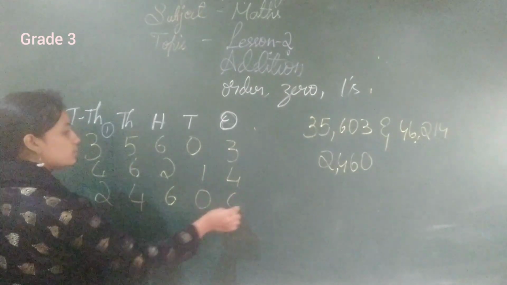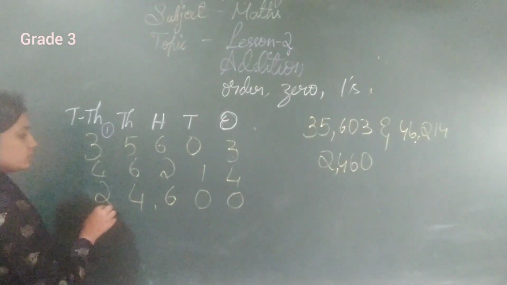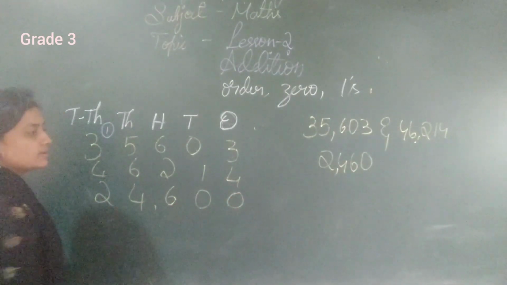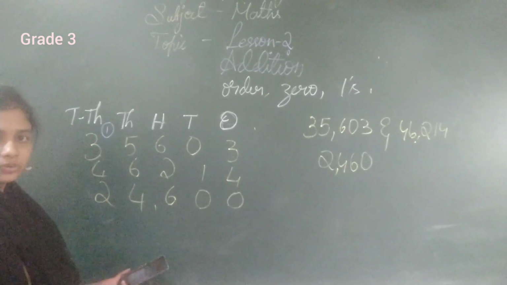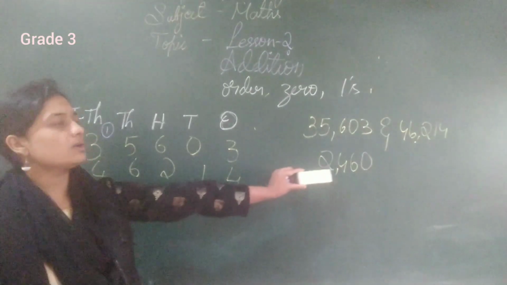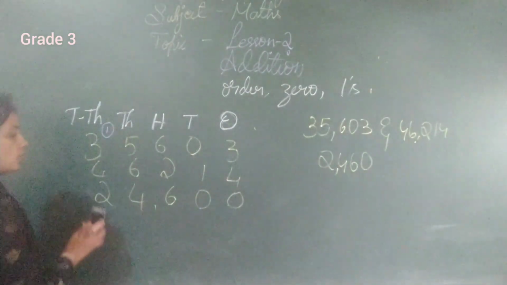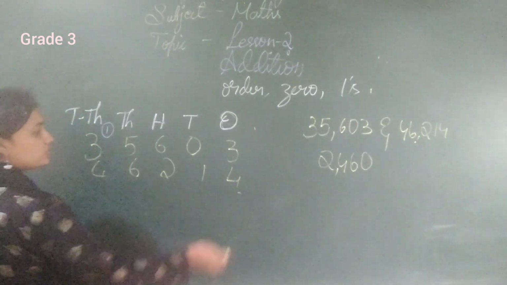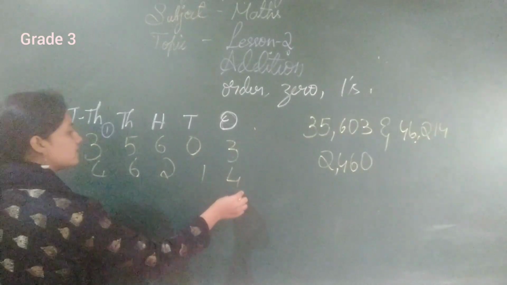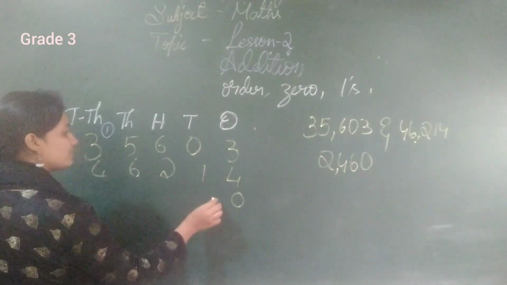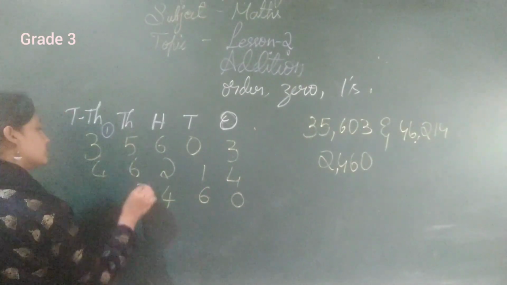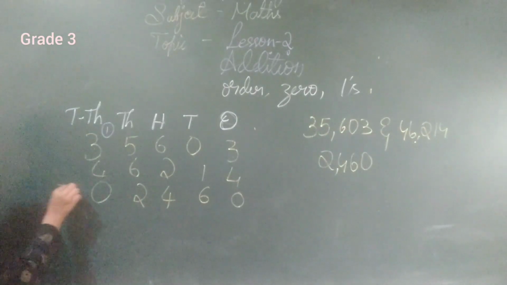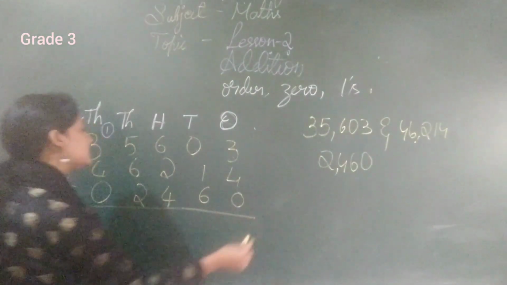And where you don't have a number, you put a 0. So what is the number now? 24,600. But is this the number I wanted to add? I wanted to add 2,460. So you should not write numbers from the left side. You should write from the right side corner, that is, from one place. Now you can add a 0 in the end here. Let's add the numbers here.